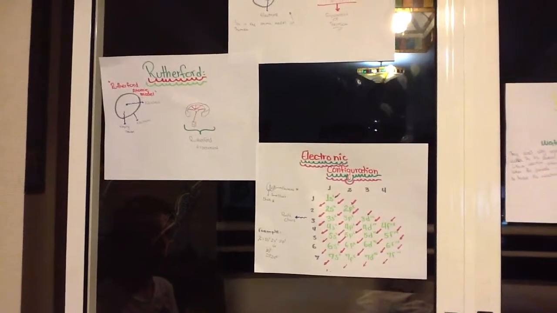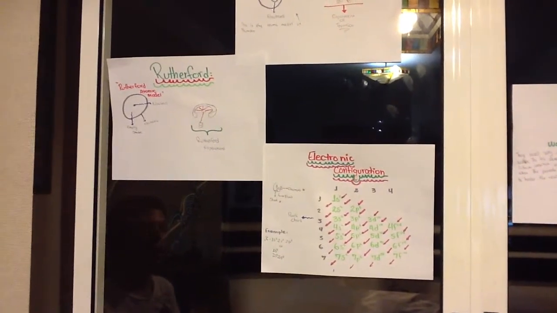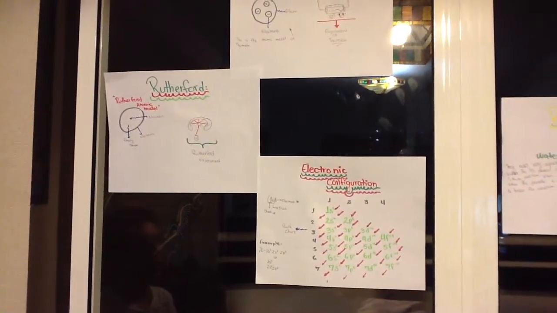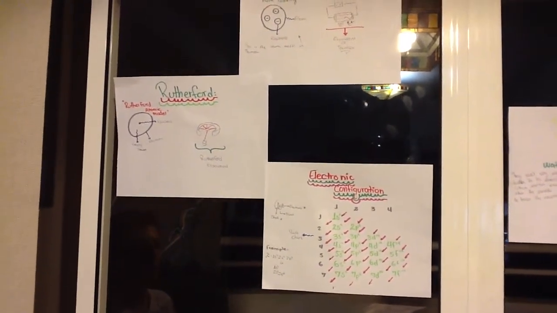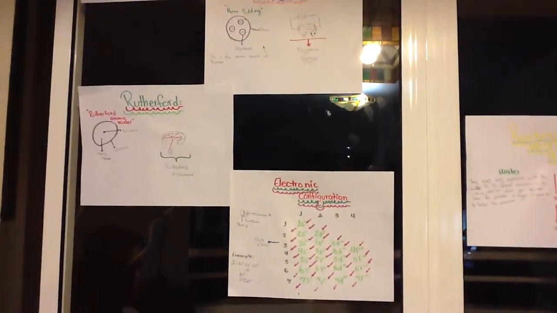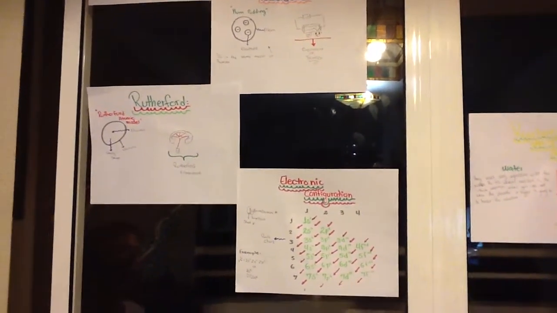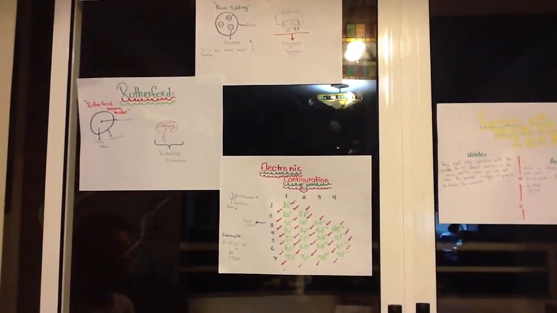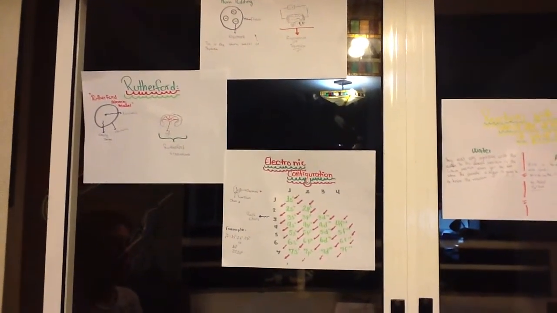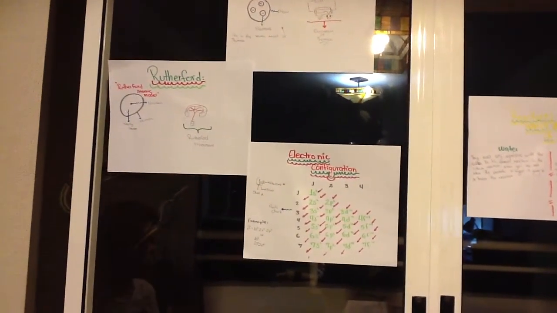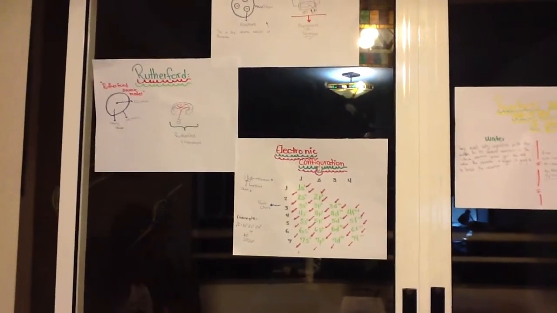The big number says the shell number, the letter says the block, and the small number says the electrons in the shell. For example, we have carbon with atomic number 6. Its electronic configuration is 1s2, 2s2 and 2p2.